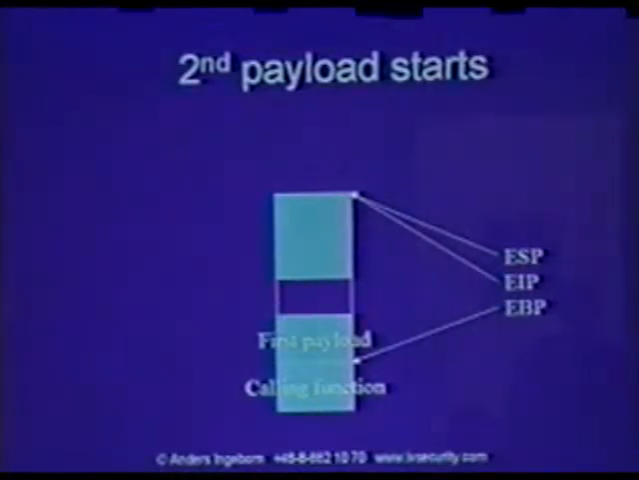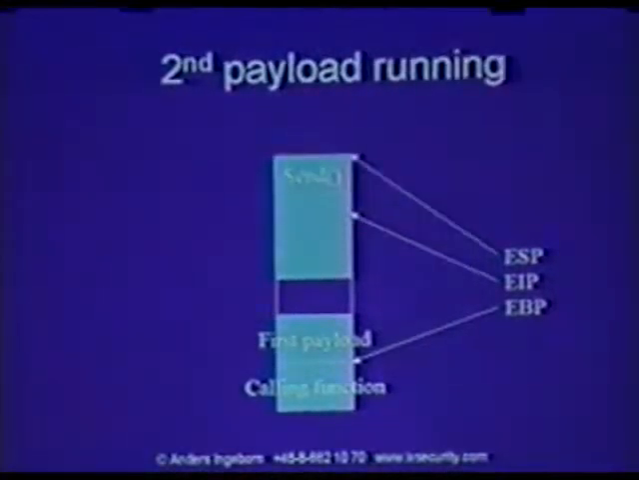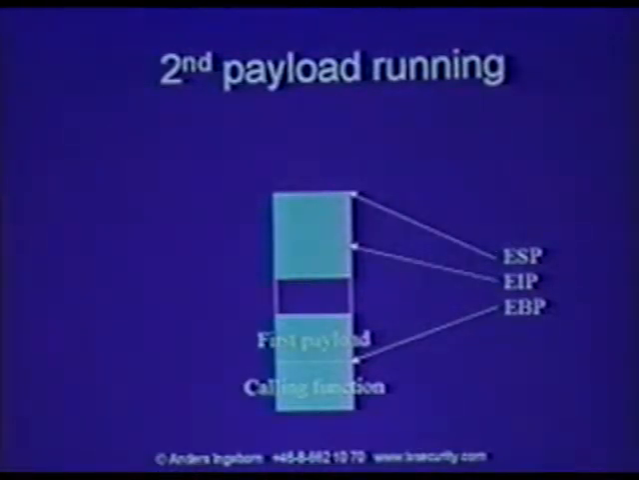Okay, so this is a picture of what the second payload does. When the second payload starts running, the base pointer still points to the base of the first payload, and the stack pointer points to the top of the second payload. The instruction pointer is, of course, at the top of the second payload, because we have made a jump. I call the send function. I push the arguments for the send function to the stack, and I call the send function. And then I'm finishing up.